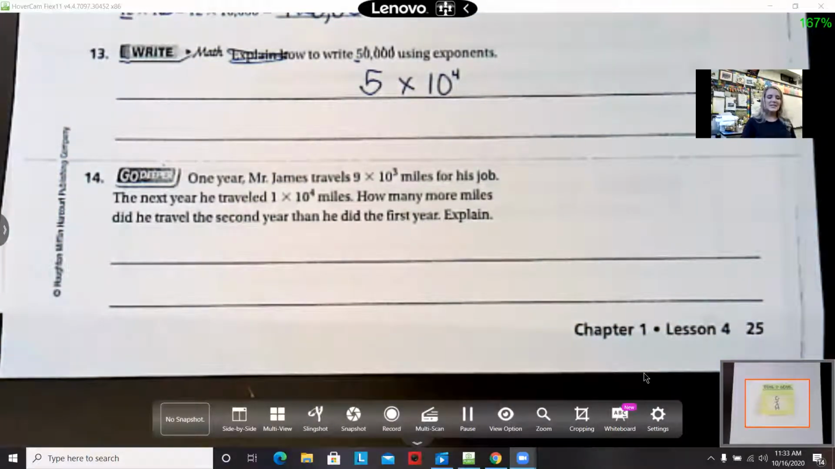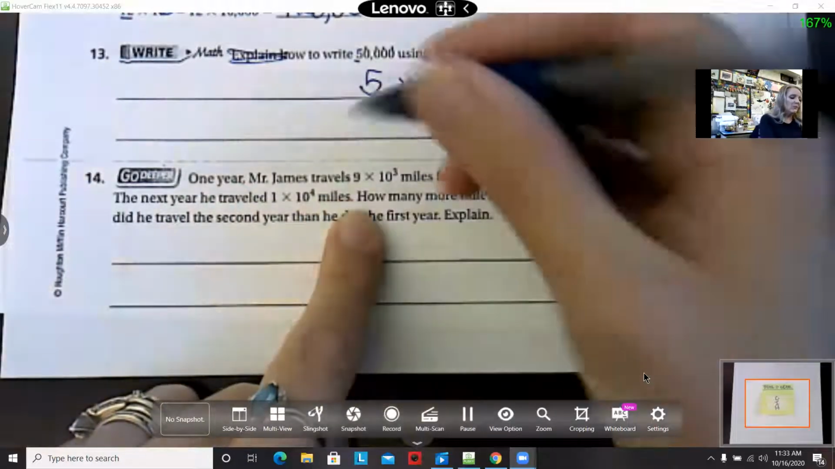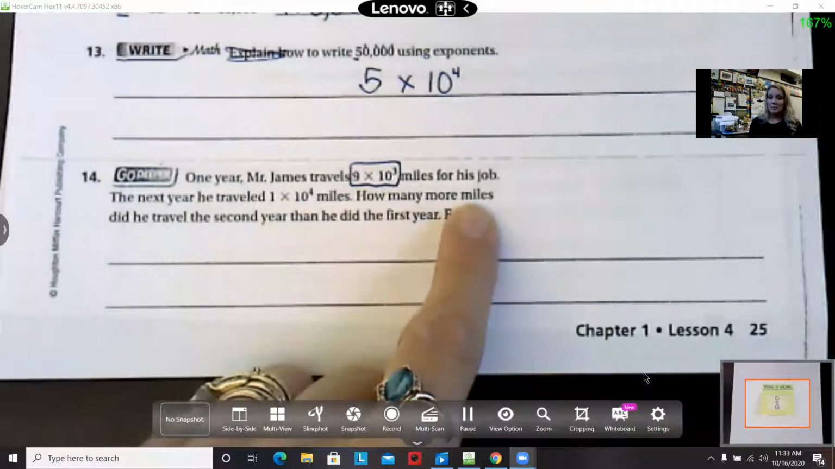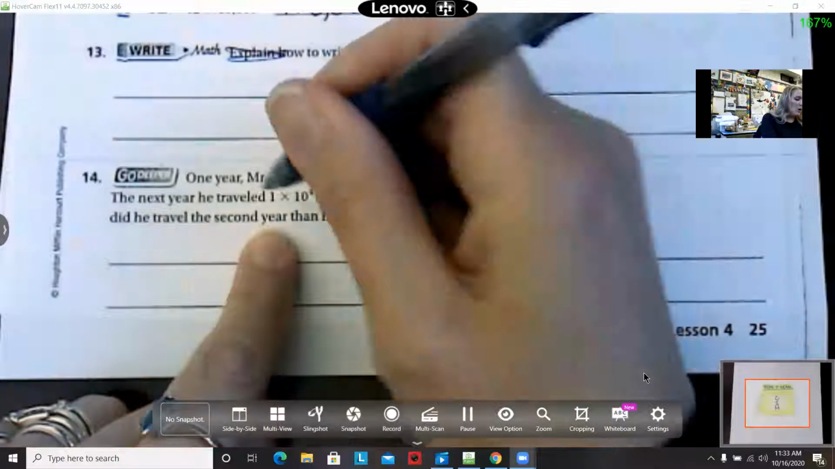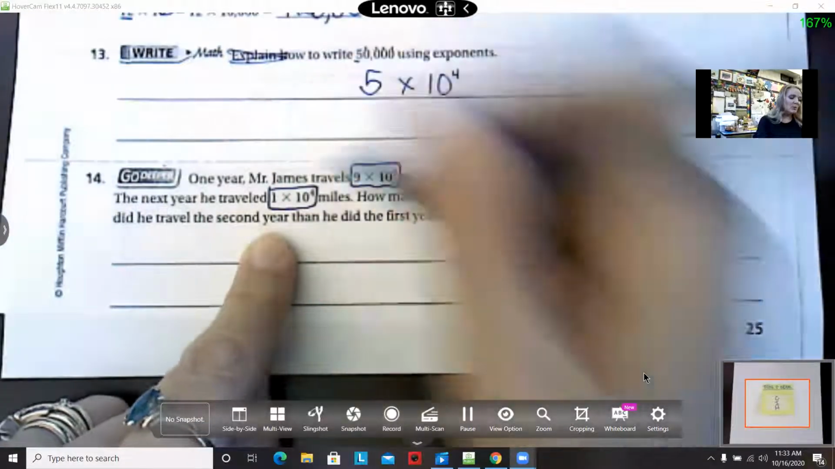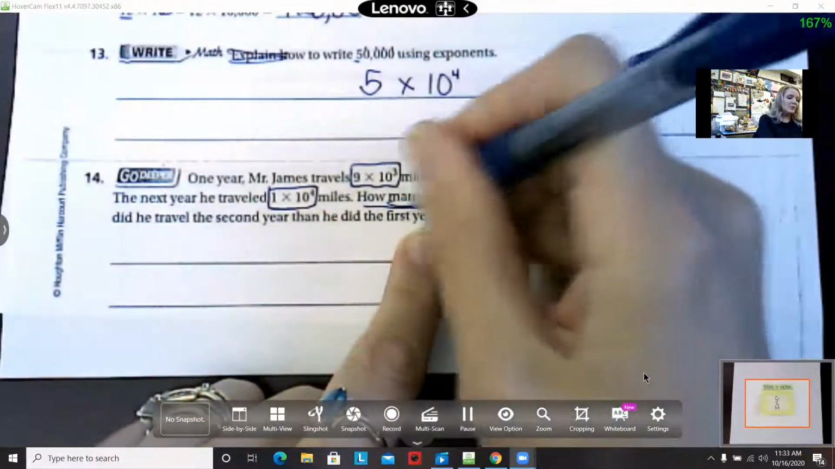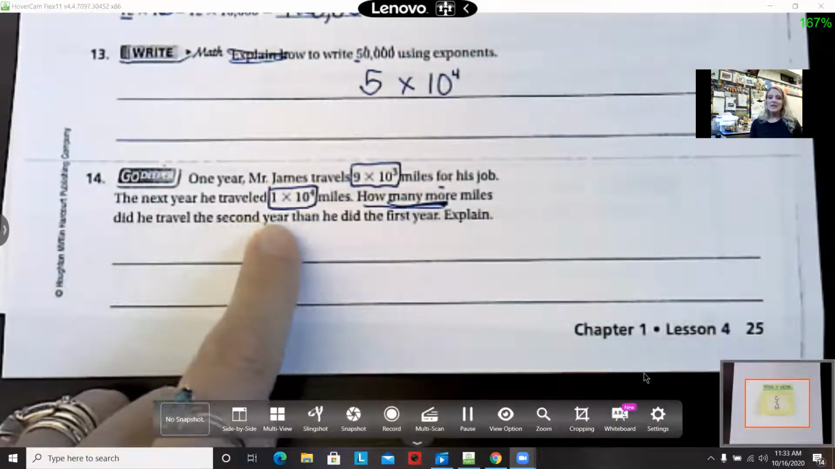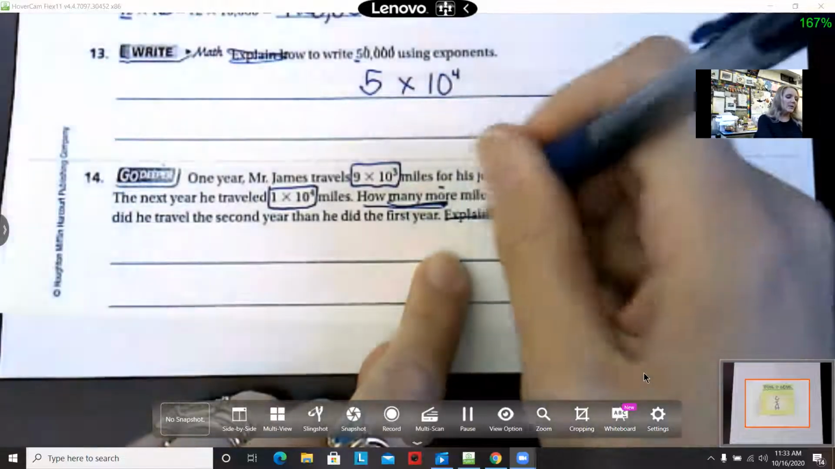Okay, for number 14, word problem, ready? 1 year, Mr. James travels 9 times 10 to the 3rd power miles for his job. Whoever talks like that besides math class, right? The next year, he traveled 1 times 10 to the 4th power miles. How many more, keyword for subtraction, how many more miles did he travel this second year than he did his first year?